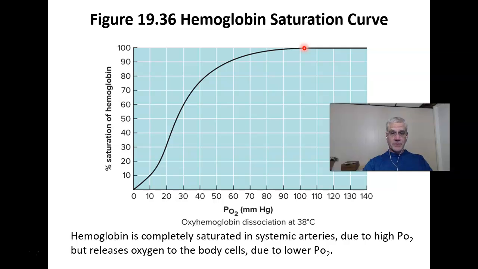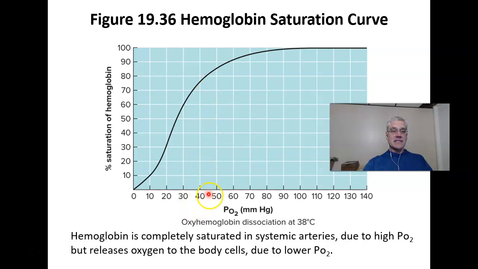What's the partial pressure of oxygen at working tissues? It was 40. Come down here, it is 40. Okay, at 40, what do I do? I go up, and I get 75%. So 75% of the hemoglobin molecules have oxygen bound to them.